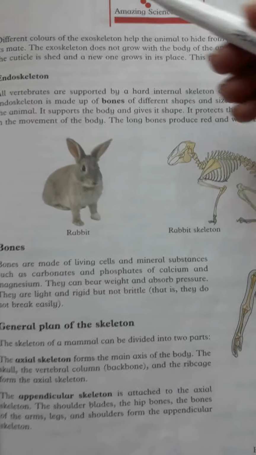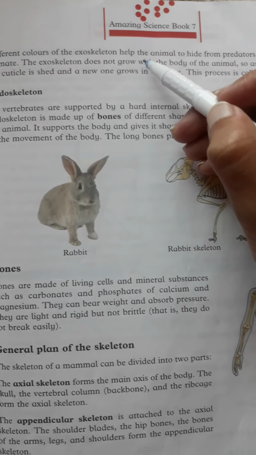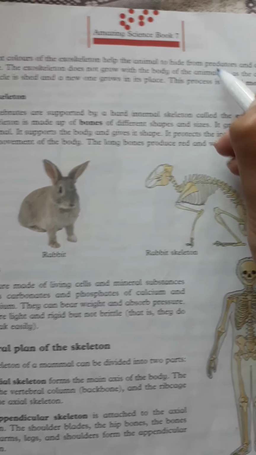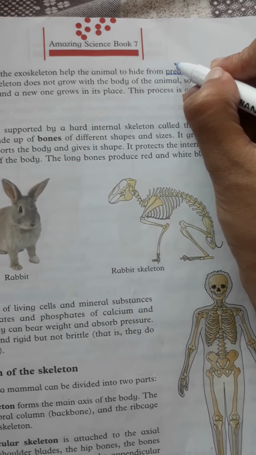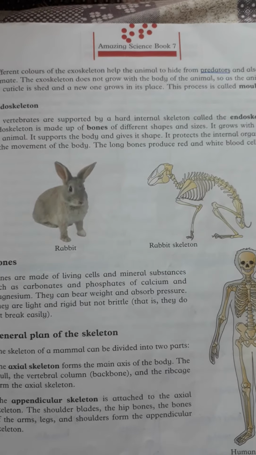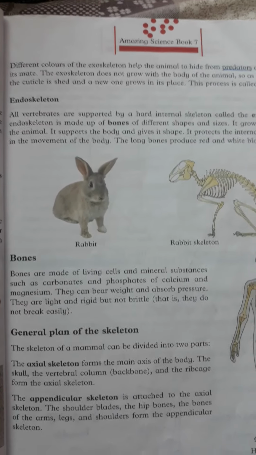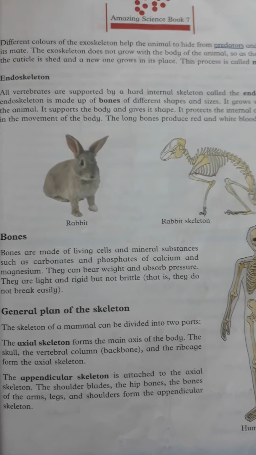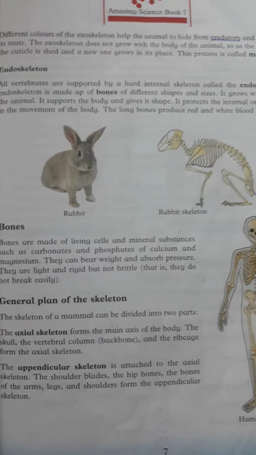On page number 7, different colors of the exoskeleton help the animal to hide from predators and also to attract its mate. Predators are the animals that prey on them. The hunter animals that hunt those insects are called predators. The animals that depend on other animals for their food.